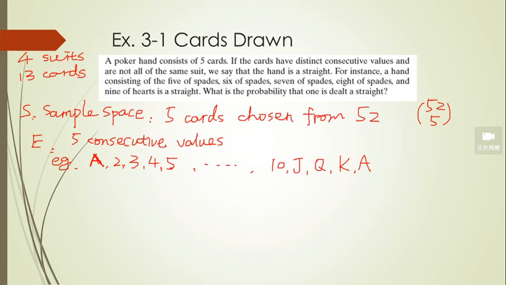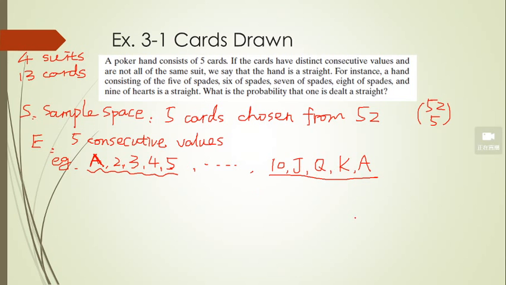So here, let's talk about the 5 consecutive values. The first one is Ace, 2, 3, 4, 5, then 2, 3, 4, 5, 6, or 3, 4, 5, 6, 7, until the last sequence. This is the first sequence, and I'm going to put the first card in increasing order, until the last one is 10, Jack, Queen, King, Ace, right? So how many of those sequences can you have?